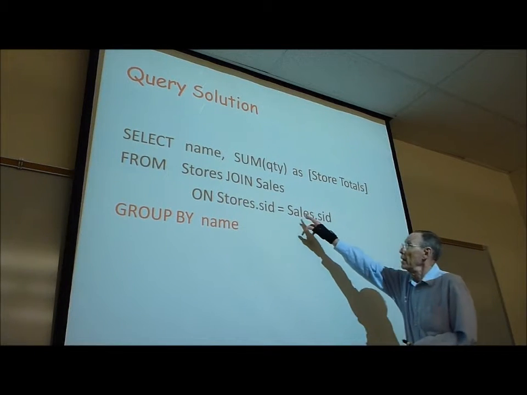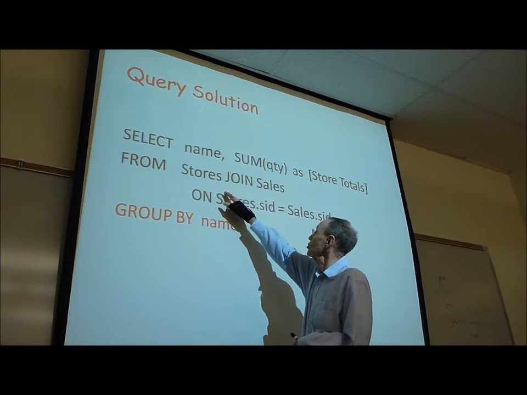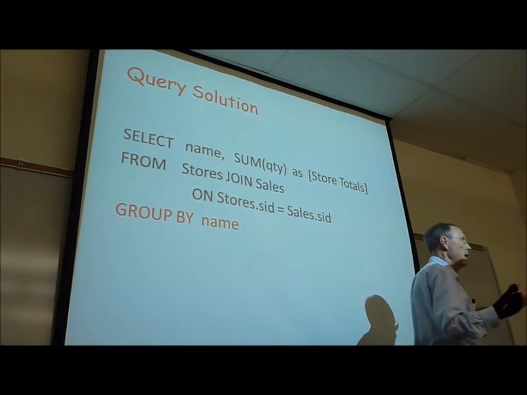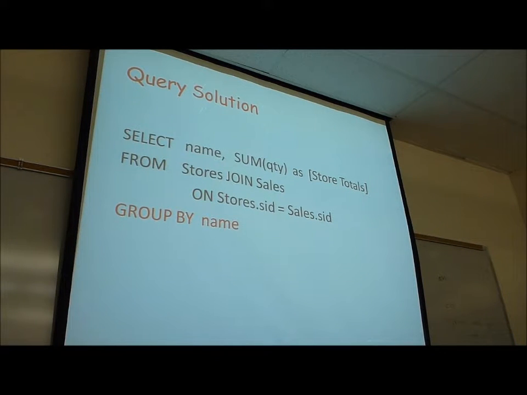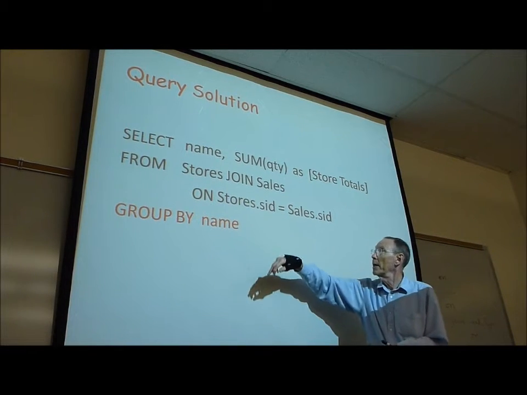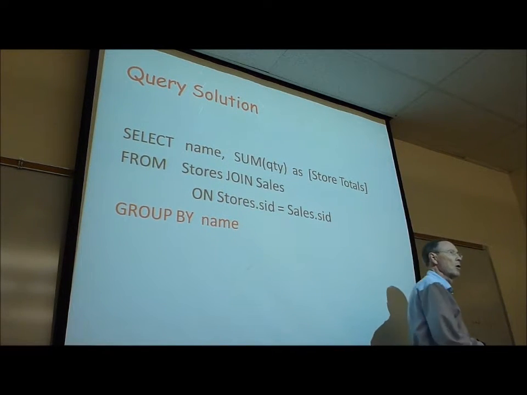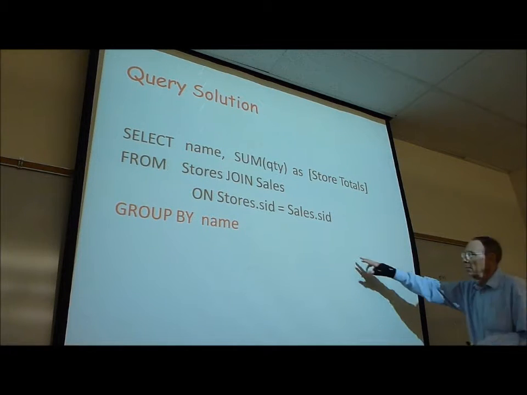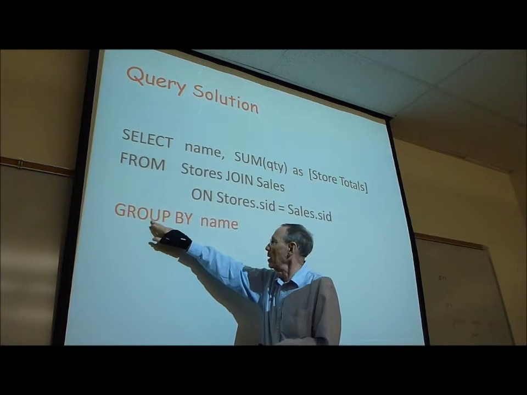And now we've got to join our stores, because we want to have the name of the store, because we'd like to be able to identify that. With our sales table, we joined on our store ID. In this case, I didn't use correlation names, but I did have to use the names of the tables. All right. Now, here's our new group by clause.